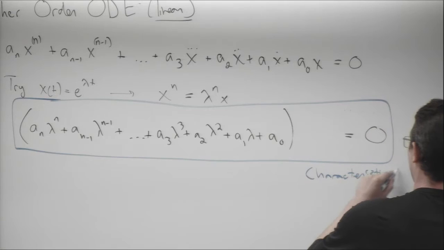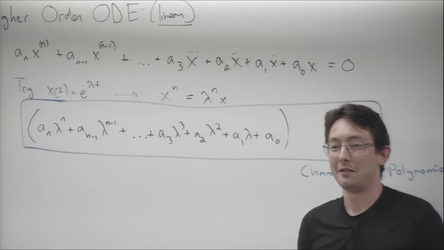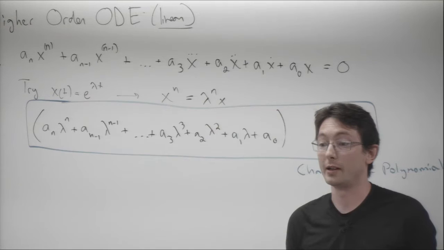Any German speakers in the audience? So what is the German word for characteristic? Well, at least an old one is Eigen. Okay, so Eigen means latent or characteristic. So this characteristic equation is deeply, deeply connected to eigenvalues of something. Okay, and we're going to look at that in a minute.